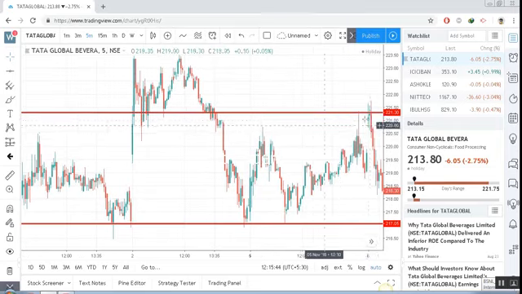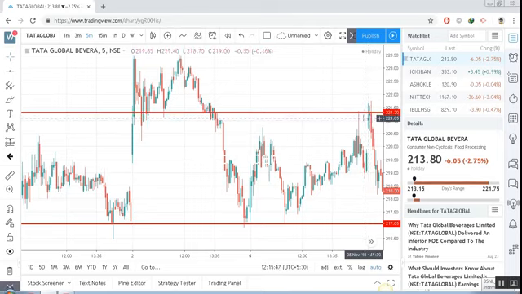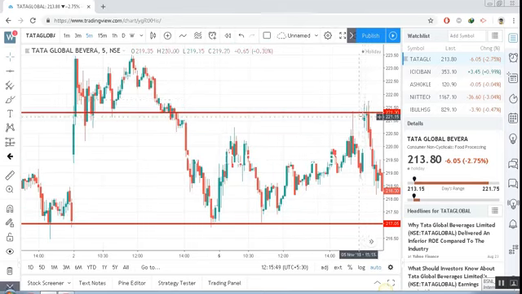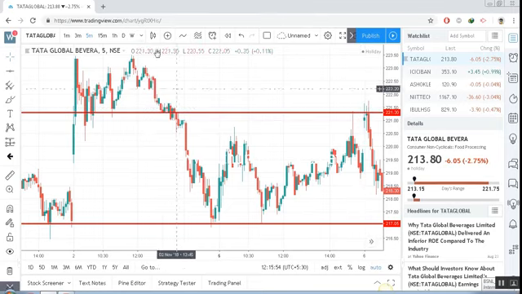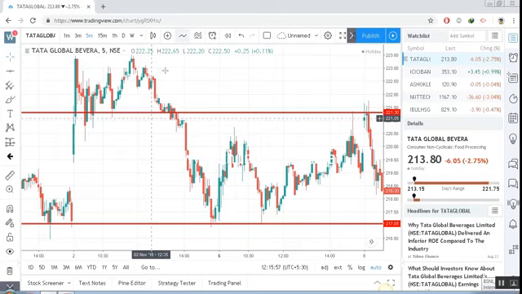Today it is opening over yesterday's high. But what makes it significant? The body is not closing above this, right? So now let's start our analysis. Let's add everything that we need to add so that we can start our analysis.